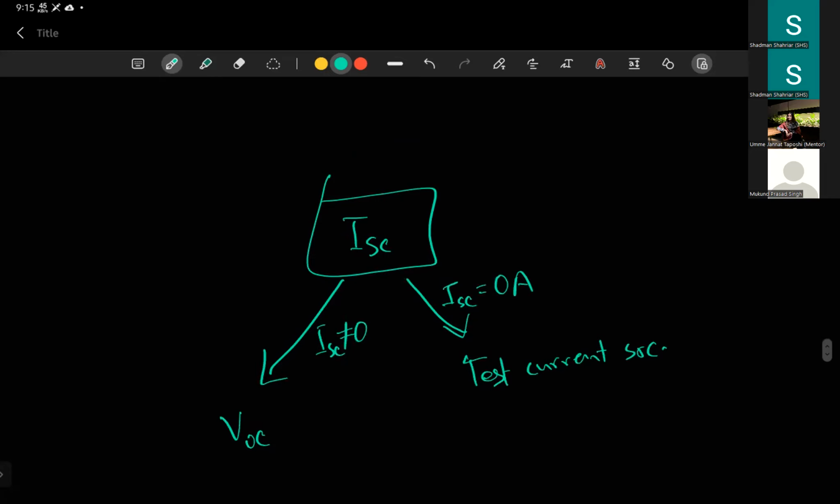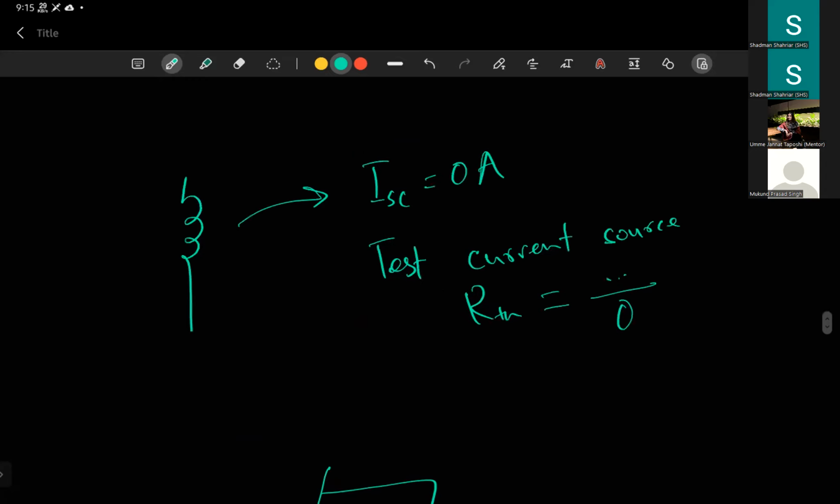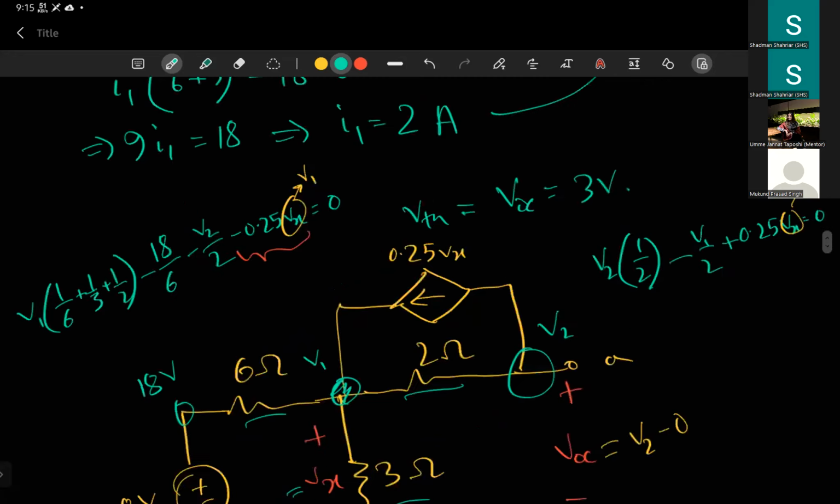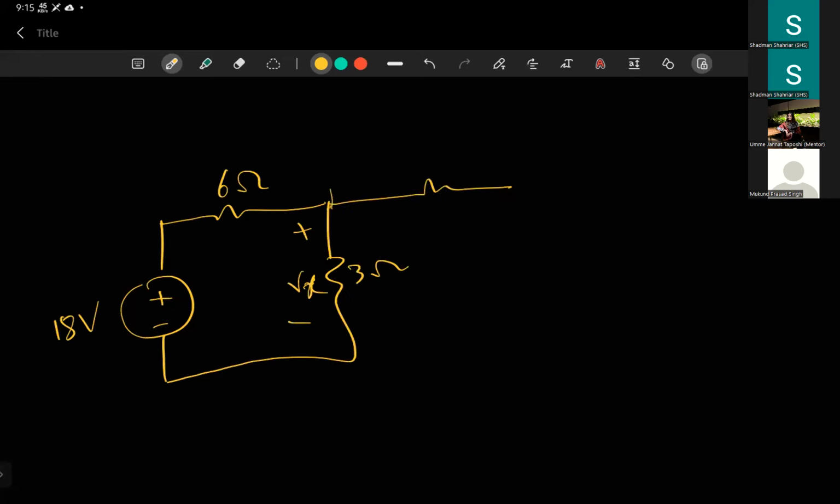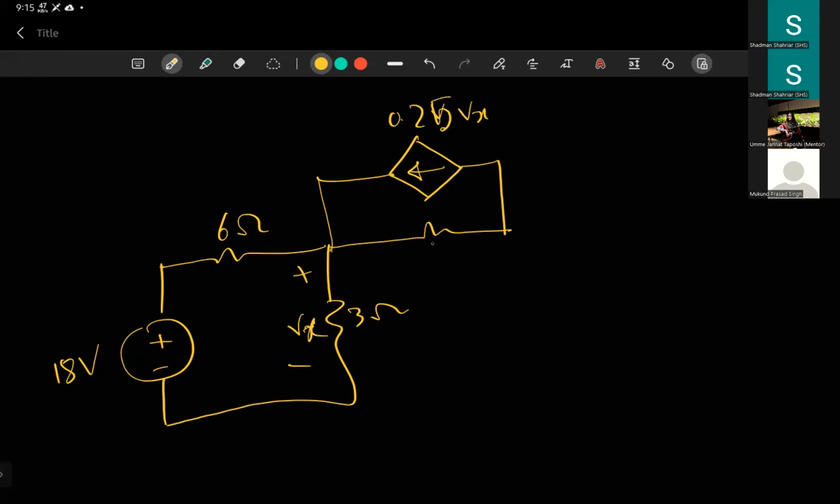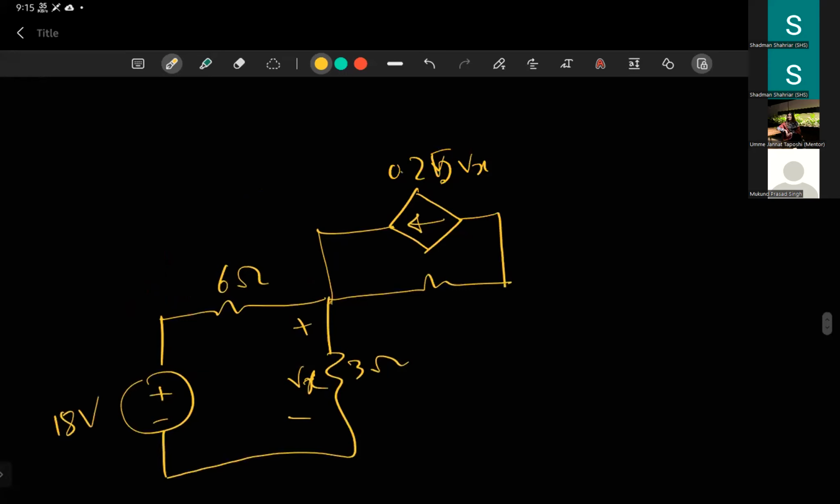We need to find the short circuit current for this circuit. And if we are trying to find current, using mesh analysis is better, right? So we have 18 volts here, a 3 ohm resistor here, Vx voltage here, Vx here, a 2 ohm resistor here, and we had nodes A and B.